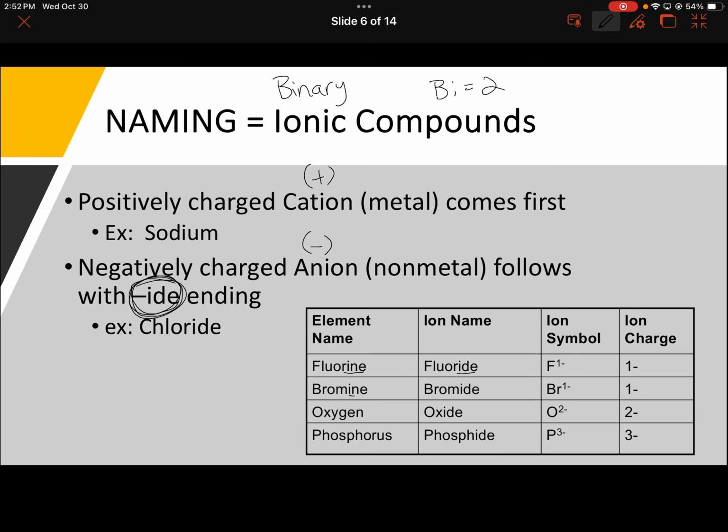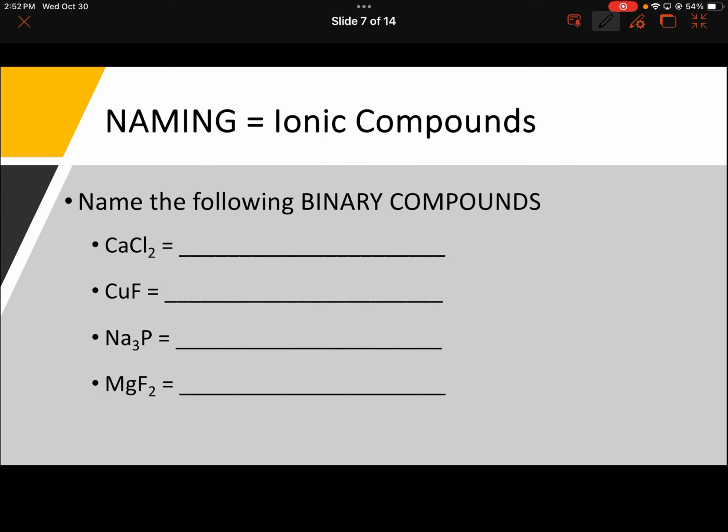So here, fluorine becomes fluoride. Bromine becomes bromide. Oxygen becomes oxide. And phosphorus becomes phosphide. So we do change those endings. So binary compounds, here's how we name those.